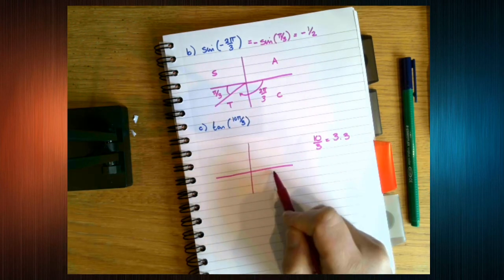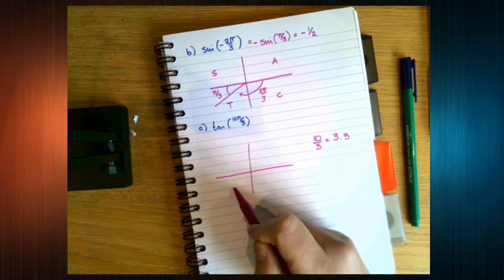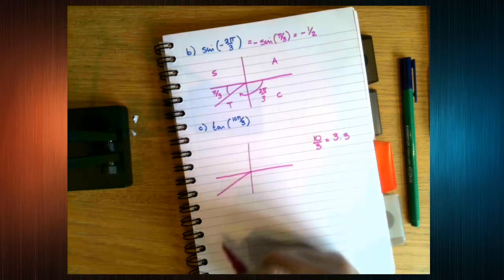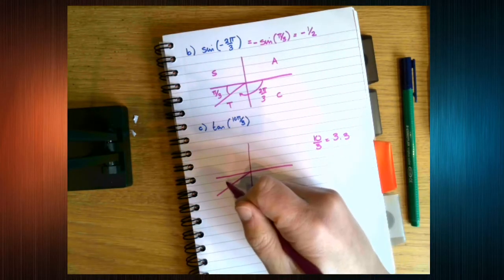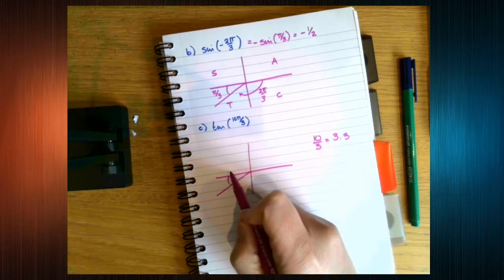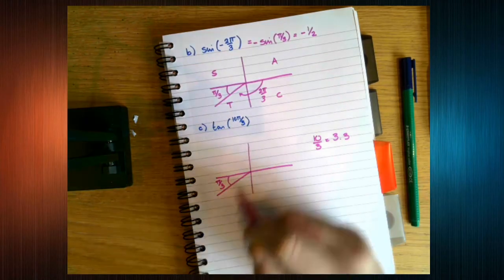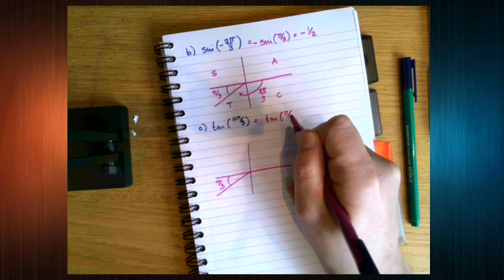So we're going to go 1, 2, 3, and then 1/3. So that puts us down here. Again, what's this angle? Well, it's 1/3 because we've gone 3 halves. So this is the same as tan of pi by 3.